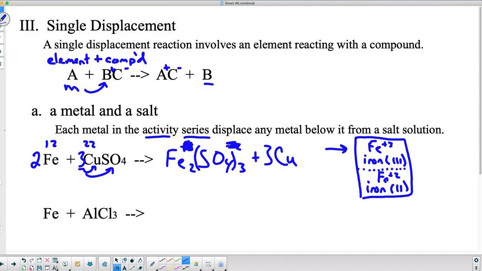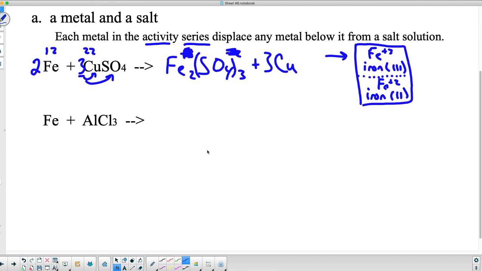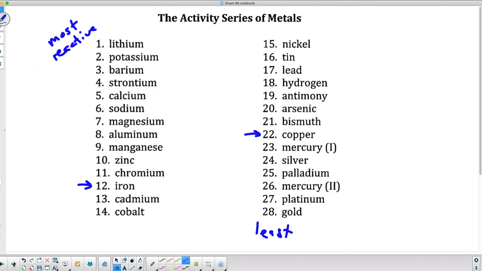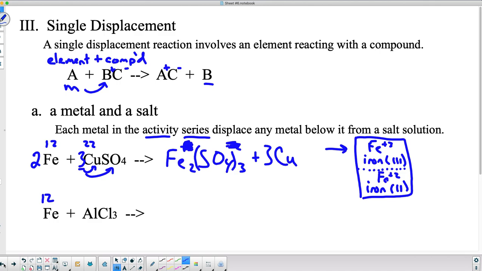Now notice what happens here when I try to use iron again. In this case, iron is still at 12, but now I take a look at aluminum, and aluminum is right here at number 8. Aluminum is more reactive than iron, so this is actually going to be a no reaction, which means you don't have to do any crisscross, you don't have to worry about Brinkelhoff, you just put NR for no reaction.